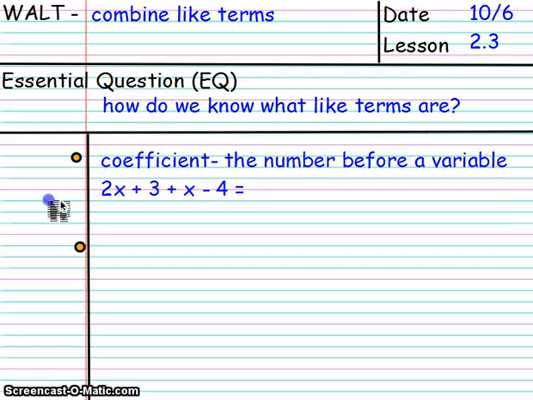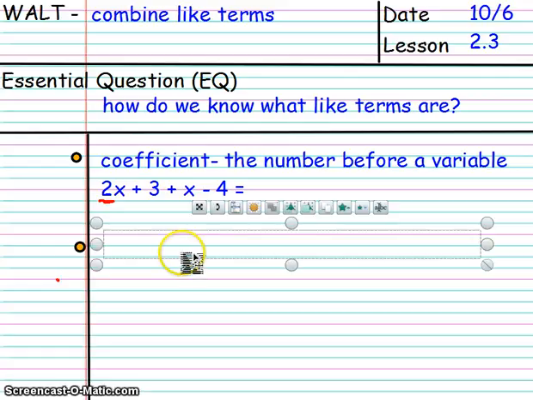And the first one is a coefficient. You've probably seen this. This is a very fancy word, but it doesn't really mean anything except it's the number before a variable. So this 2 right here, 2x, the 2 is the coefficient in front of the variable.